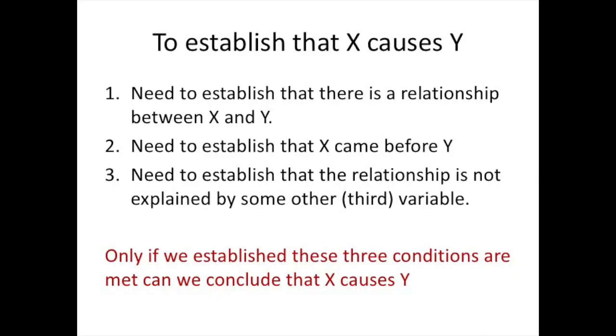So, those are the three conditions that we need to establish. If we want to say that X causes Y, we need to establish, one, that X and Y are related, that there is a statistical relationship between them; two, that X came before Y; and three, that there is no third variable that is moving X and Y at the same time. Only if these three conditions are met, that they are related, that X came before Y, and that there is no third variable, then we can conclude that X causes Y.